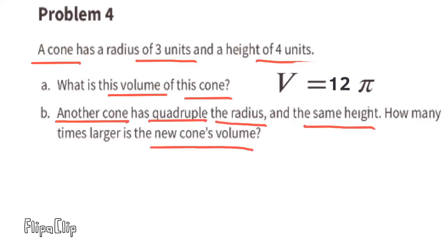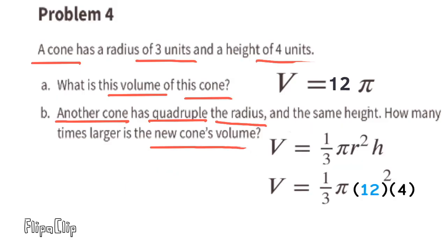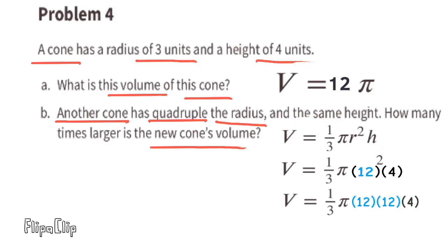B. Another cone has quadruple the radius and the same height. How many times larger is the new cone's volume? When you quadruple 3, you get 12. So we're going to substitute the r with a 12. Now the equation reads V equals 1/3 pi times 12 squared times 4, which is 1/3 times pi times 12 times 12 times 4. And again, because the order doesn't matter in multiplication, we could look at this as 1/3 of 12 times 12 times 4 times pi.